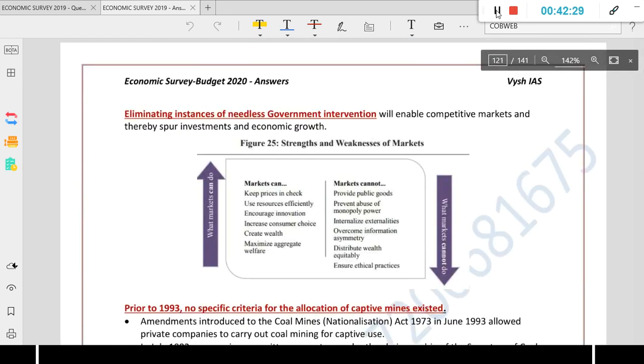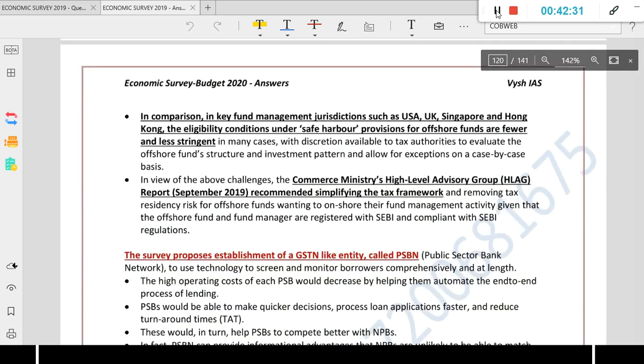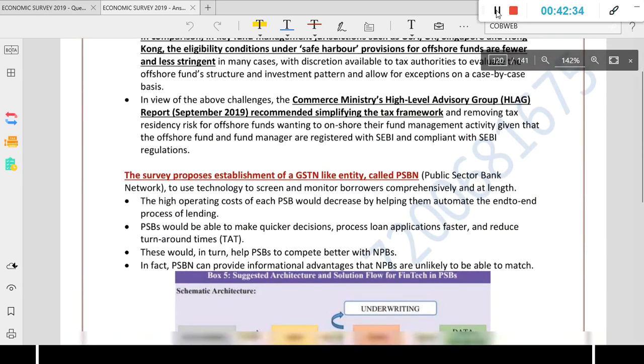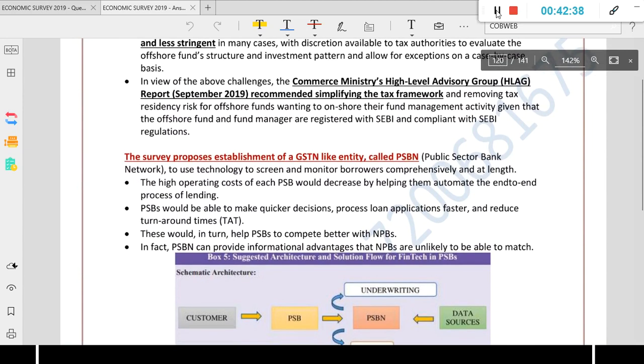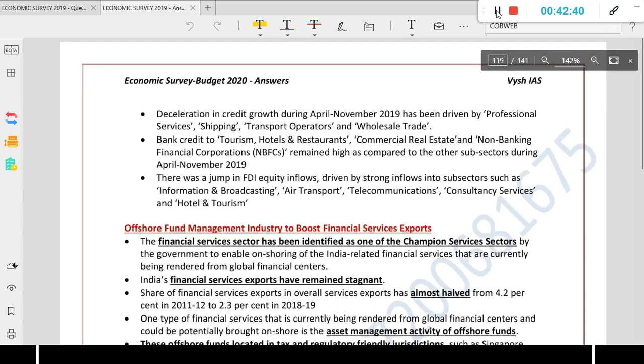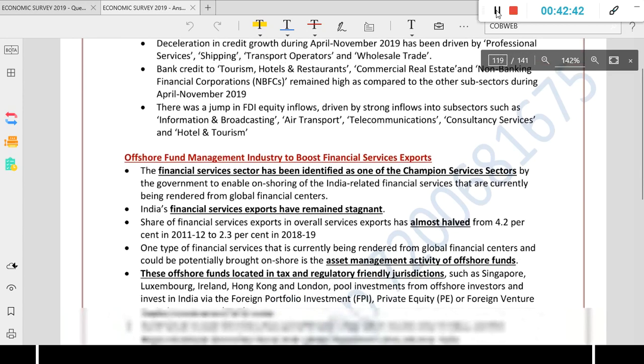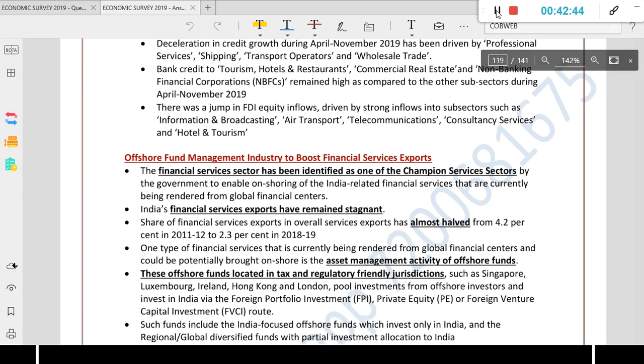Okay, I cannot show you this fully because there are students who have paid for this course. Okay, see here, survey proposes establishment of GSTN like entity called PSBN. So you should know what it is. This is a very important thing. I think for mains they'll ask offshore fund management industry. There is a big industry like that. Economic survey is asking the government that you should do this, so that our financial services exports get boosted.